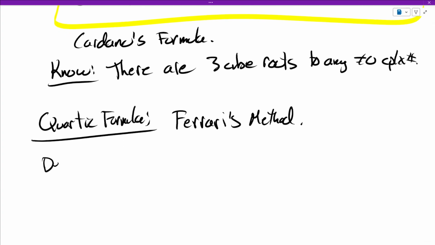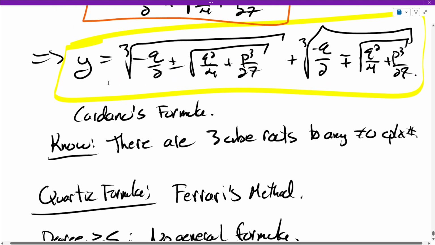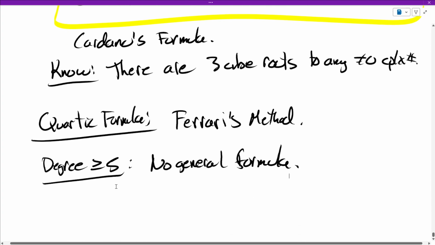For degree 5 and higher, there's no general formula. And that's something that we're going to get to in Chapter 8. That does not mean that some quintics are not solvable using methods involving radicals and arithmetic. It just means there's no general formula involving these sorts of methods where you take roots. And that's something we're going to get to in Chapter 8.